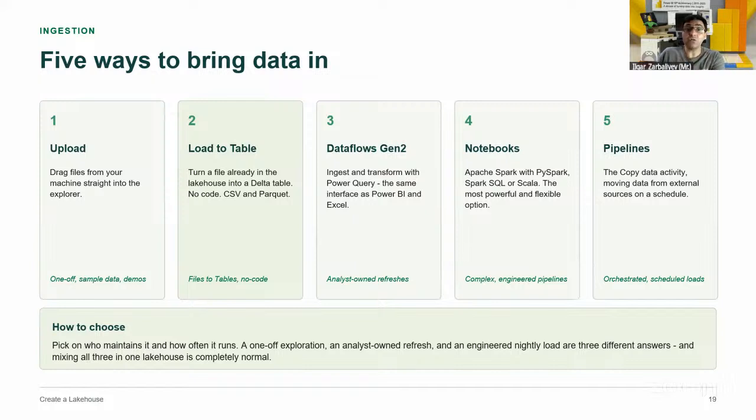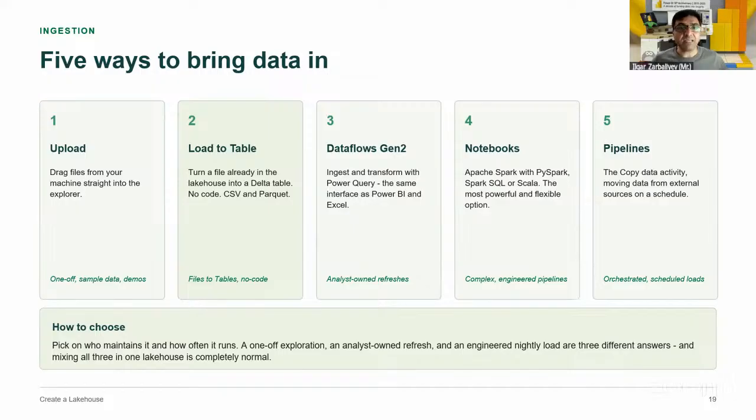Three, Dataflows Gen2. Ingest and transform using Power Query. If you have built anything in Power BI or used Get and Transform in Excel, this is the same interface and the same muscle memory, a strong choice for analysis. For notebooks, Apache Spark, the most powerful and flexible option, and the one that scales to genuinely complex transformation. It's also code, which means version control, code review, and testability. Things the visual tools make harder.